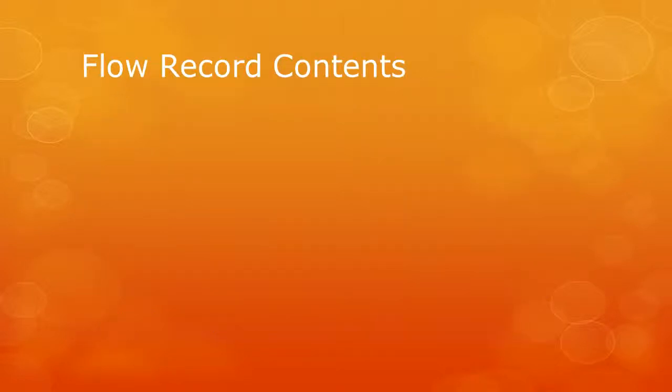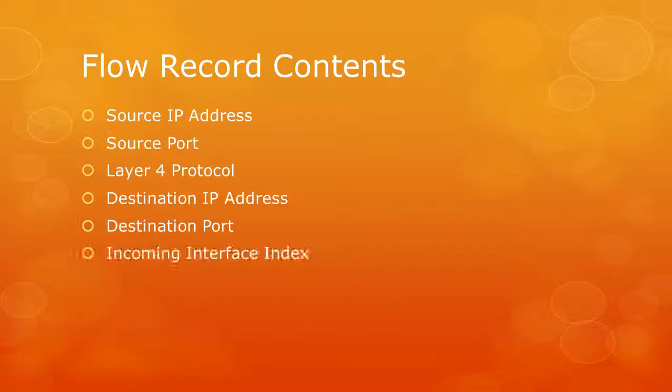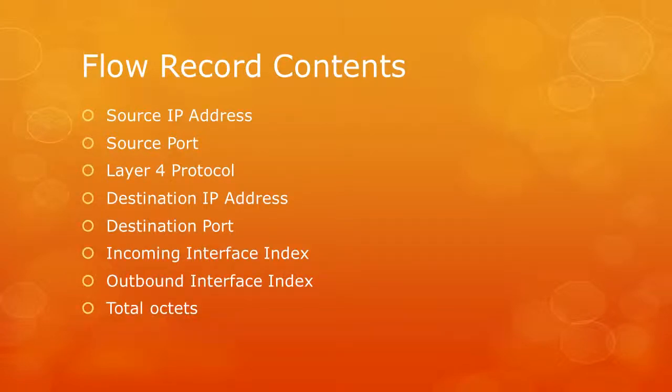Let's talk about what data is in a NetFlow record. Now here I'm talking about NetFlow v5 records, but the same applies pretty much to all versions of NetFlow or IPFIX. This minimum data is required for traffic accounting in NFA. Every single flow record details the source IP address and port number, the layer 4 protocol like TCP or UDP, destination IP address and port number, the interface index number of the interface through which the packet entered the device, as well as that of the outbound interface, and the total bytes for that flow.